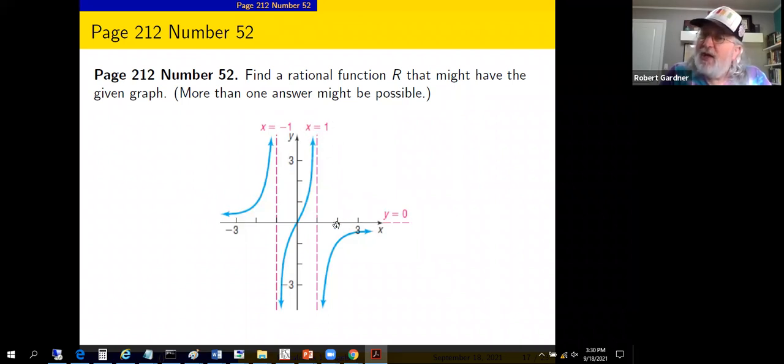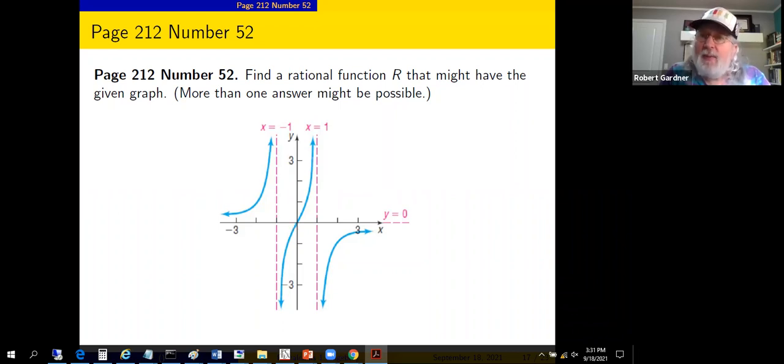How about the horizontal asymptote of 0? The degree of the numerator must be less than the degree of the denominator. That's when you get horizontal asymptotes of y equals 0. An intercept, okay, that'll tell you something about the numerator right there. X minus 0 must be a factor of the numerator.